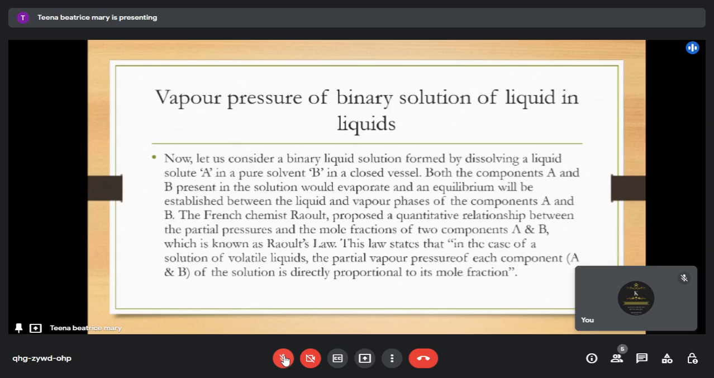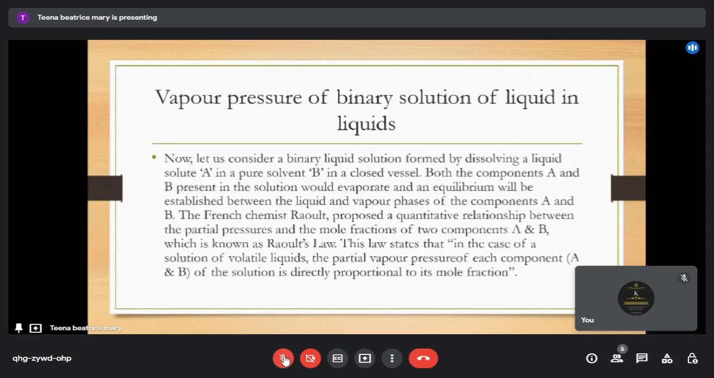So அதோட continuationல பாத்தீங்கன்னா vapor pressure of liquids அப்படின்றத பார்த்தோம். So அந்த vapor pressure of liquids அதுல we are having two things. Vapor pressure of binary solution of liquid in liquids and vapor pressure of binary solution of liquid in solid. அந்த ரெண்டை பத்தி தான் நம்ம இன்னைக்கு பார்க்க போறோம். So vapor pressure of binary solution of liquid in liquids.